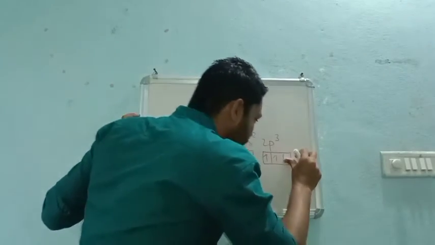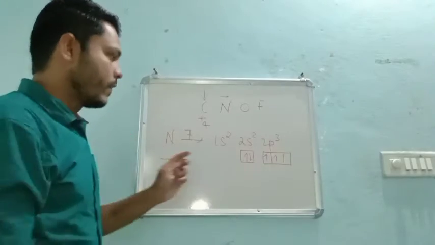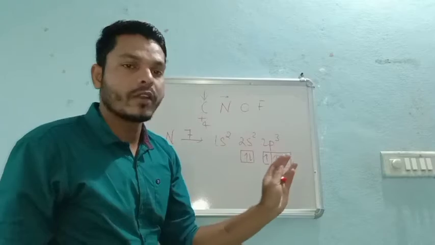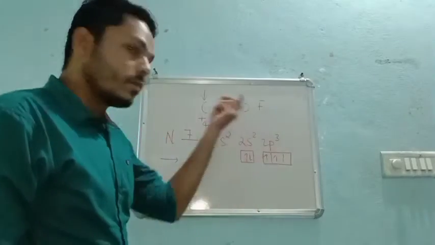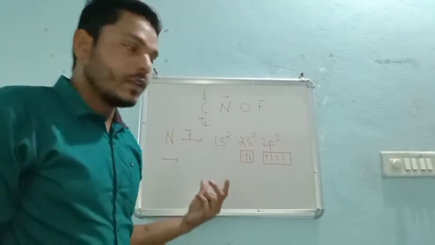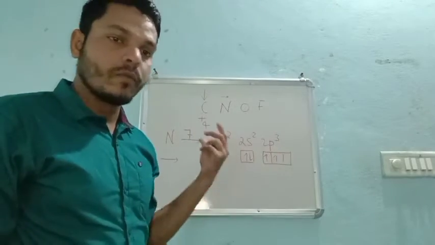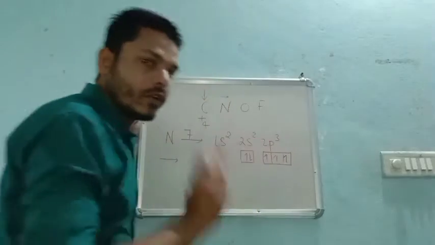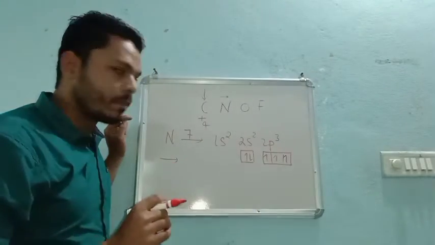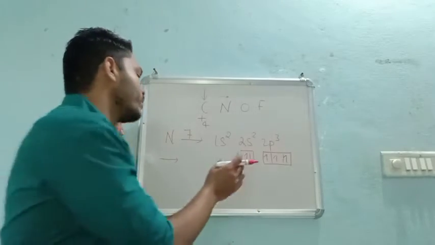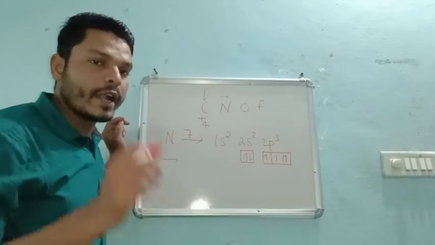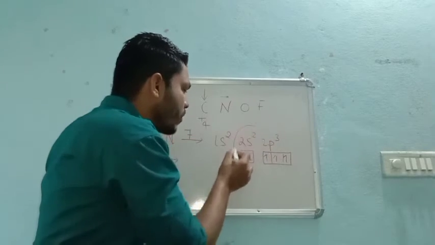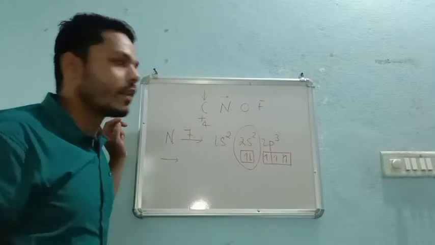If two are half filled and one is completely vacant or empty, the molecule will not be stable, right? So the molecule will be stable if the electrons present are half filled or fulfilled. Fulfilled and half filled orbitals are most stable. This part comes very importantly in the case of nitrogen.